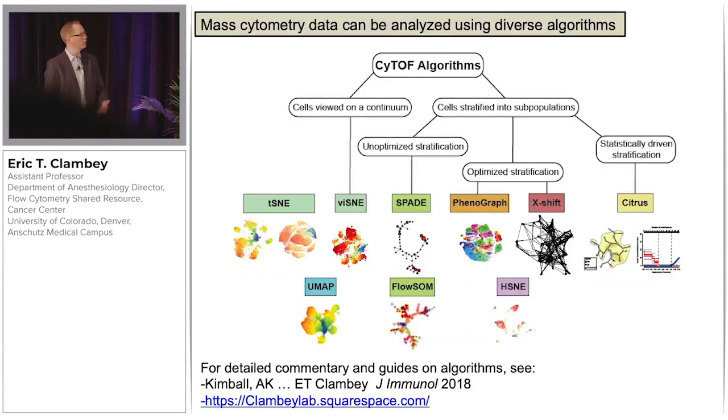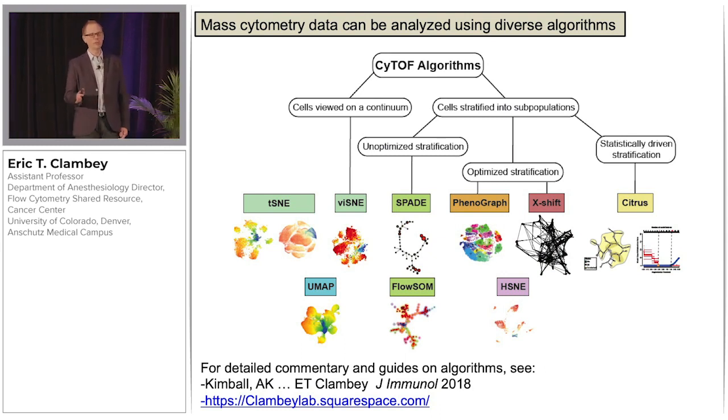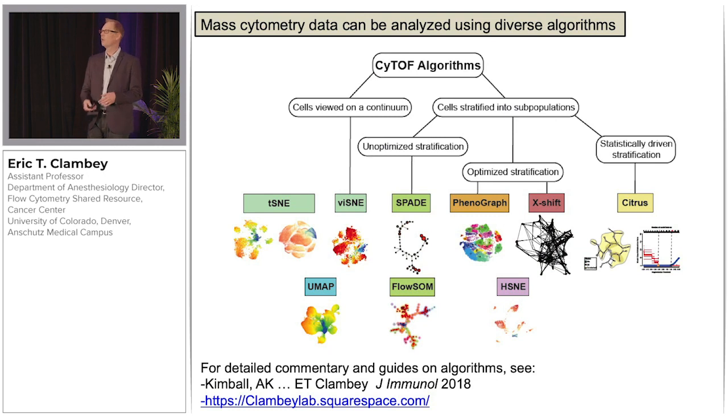Now, if you look across the spectrum of CyTOF analysis algorithms, on the left, there are algorithms that allow a view of cells on a single-cell continuum, and then, of course, there are a variety of clustering or stratifying algorithms. Please note, clustering algorithms are not equivalent. Some algorithms have defined metrics to identify the optimal number of clusters in your population. Others allow the user to say, I think that there are 200 nodes in my data. Okay? And so the user's bias can profoundly influence the data visualization.